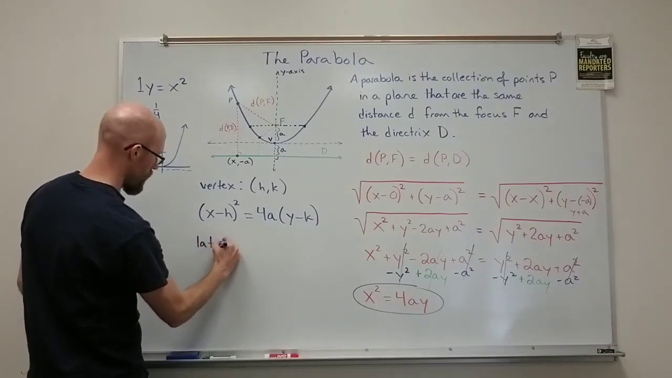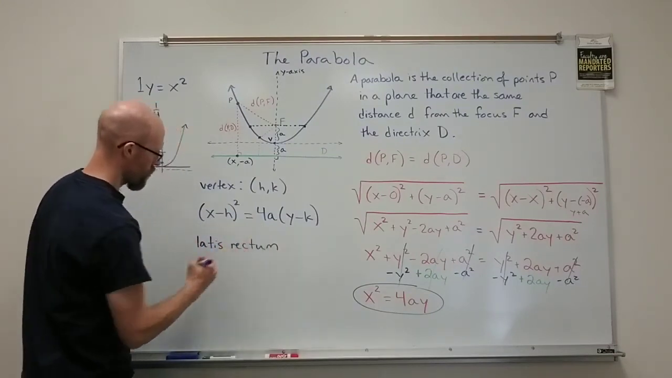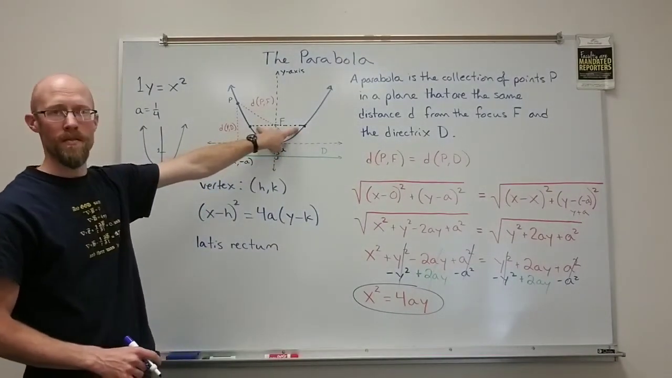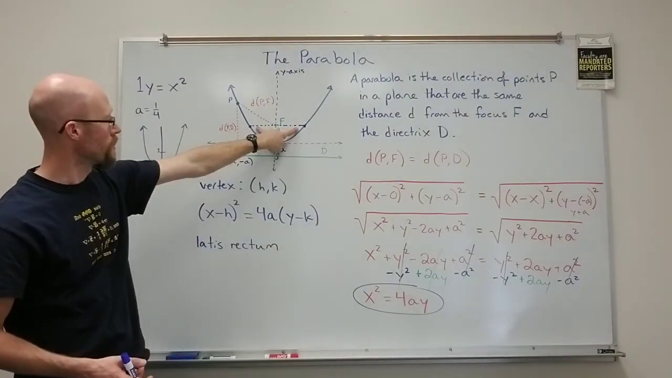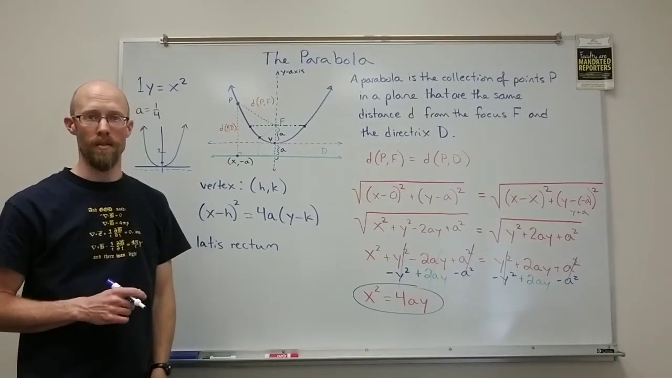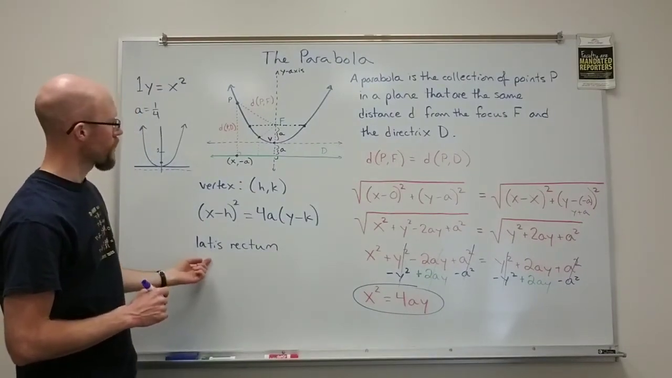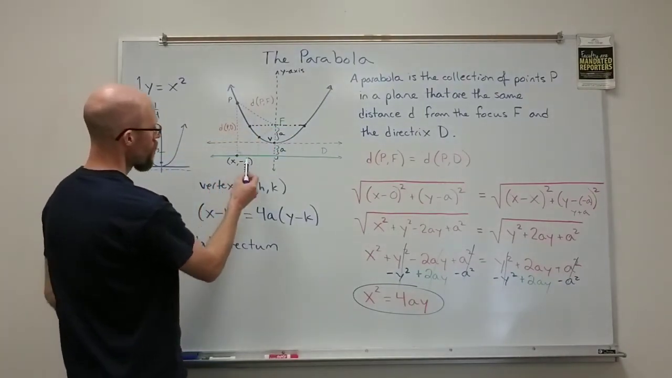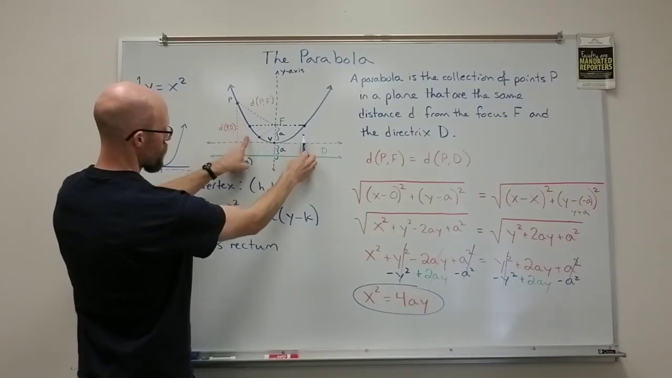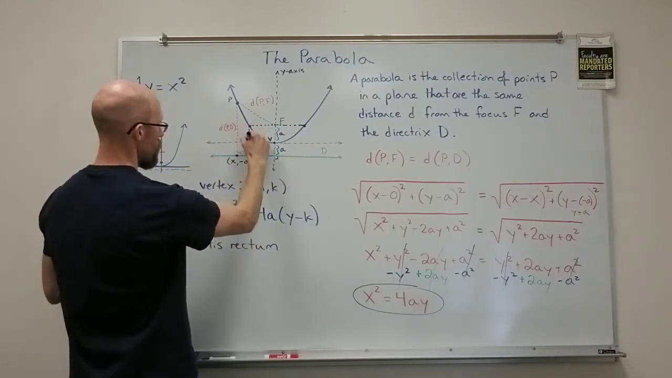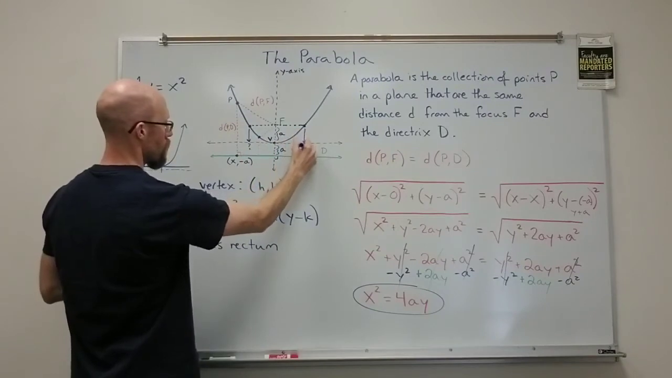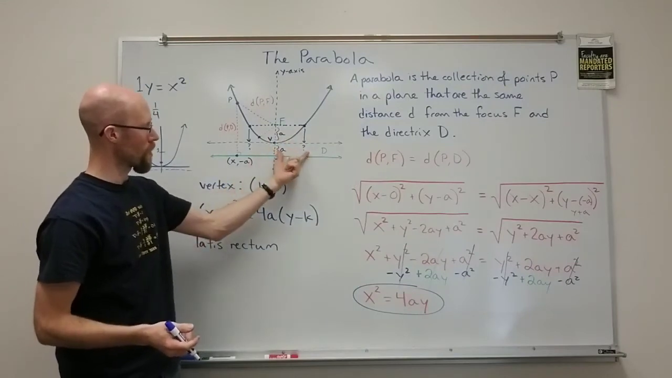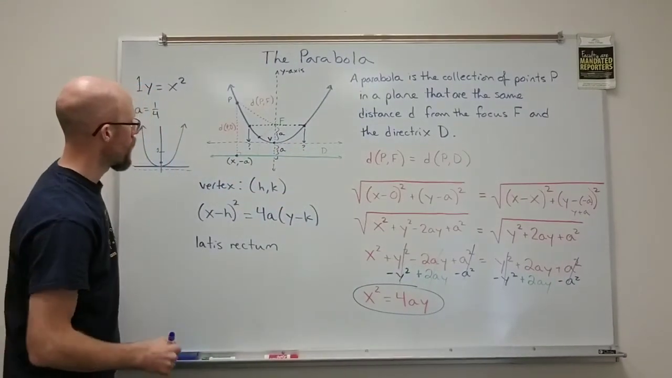The lattice rectum, yes, there it is. It represents the distance of this opening across the focus, or at the same level as the focus. To find that distance, what we would need to do is figure out what the x values are for each of those points, where's that x value, where's that x value, and of course just subtract them, or because there's symmetry here, we could find one and double it. Now how would I do that?